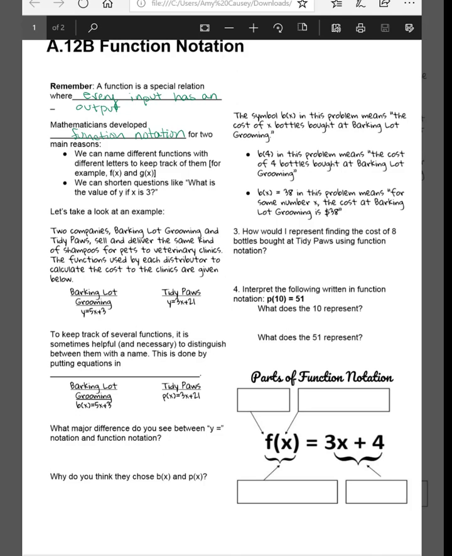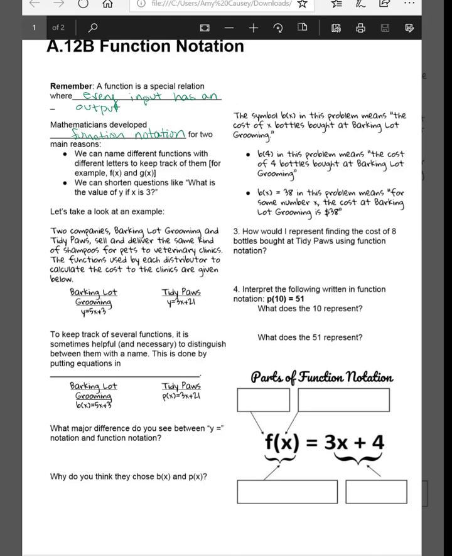Two companies, Barking Lot Grooming and Tidy Paws, sell and deliver the same kind of shampoos for pets to veterinary clinics. The functions used by each distributor to calculate the cost to the clinics are given below. Barking Lot Grooming, y equals 5x plus 3, and Tidy Paws, y equals 3x plus 21.